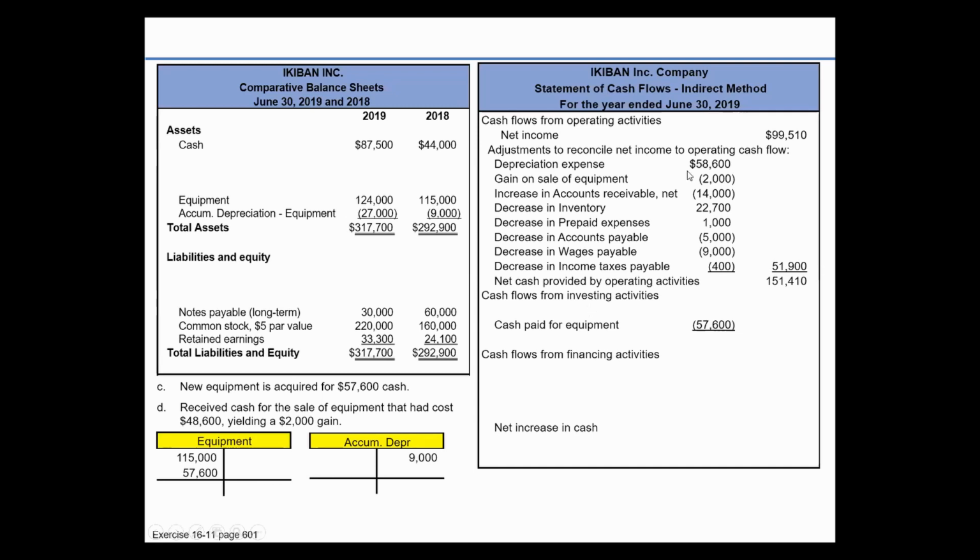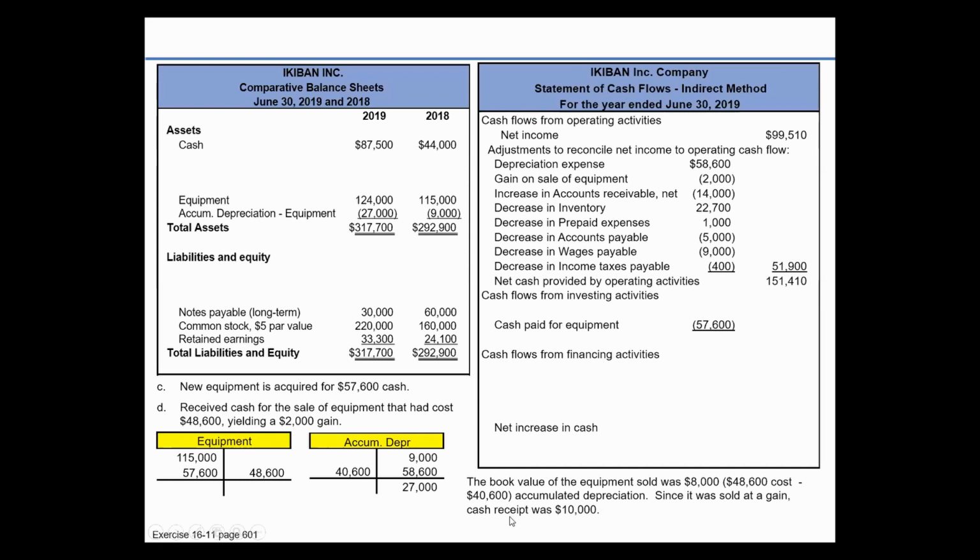And we see that with these, the cash outgoing, it's going to be a negative value. We also have to figure out that we received cash from the sale of equipment that had a cost of 48,600 yielding a $2,000 gain. We figure out that the book value of the equipment was 8,000, 48,600 minus 40,600 of accumulated depreciation.